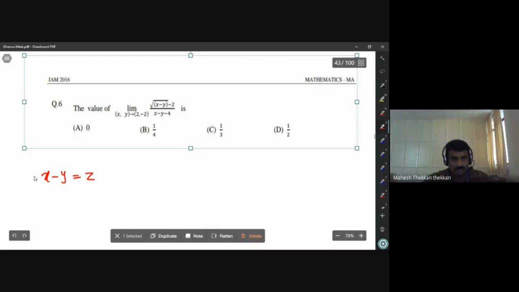So you may take x minus y is equal to some z. So what happened to this thing? (x, y) tending to (2, minus 2), right? So x minus y will go to 4. So z will go to 4. As (x, y) goes to (2, minus 2), z will go to 4. Then now this equation you can convert as root z minus 2 by z minus 4.